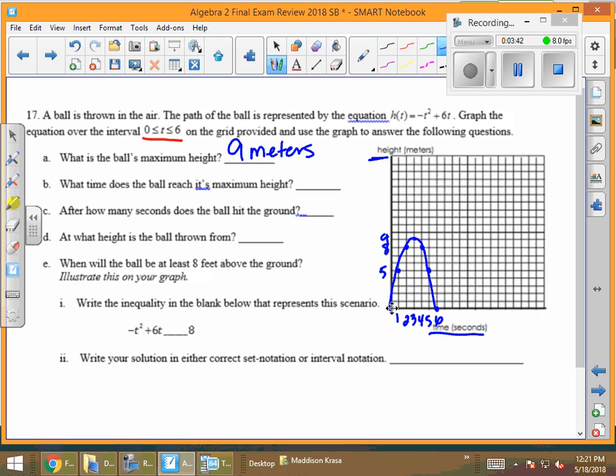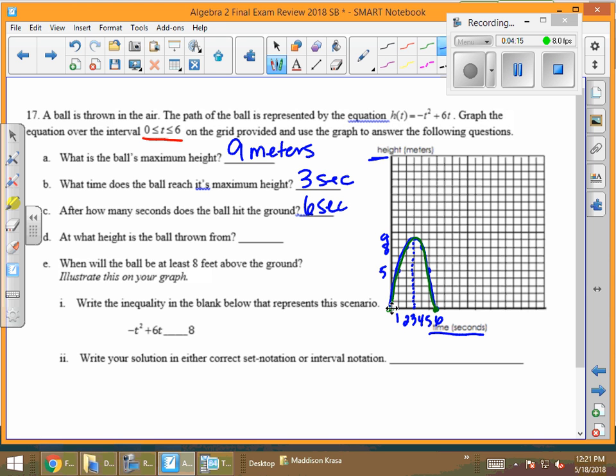What time does the ball reach that maximum height? Well, time is x. If we drop that down, at 3 seconds is when it reached 9 meters. In part C, after how many seconds does the ball hit the ground? So if we think about this actual graph and what's going on here, if it starts here, and it goes up, up, up, then it comes down, down, down, it lands right here at the other x-intercept of 6. So 6 seconds is when it hit the ground.